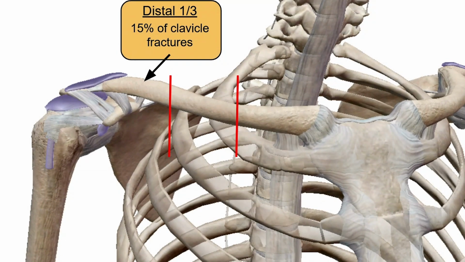Surgery is also more common when the fracture is sustained on the distal third of the clavicle due to the proximity to the glenohumeral joint and the possibility of other structures, such as the acromioclavicular ligament, being affected by the injury.